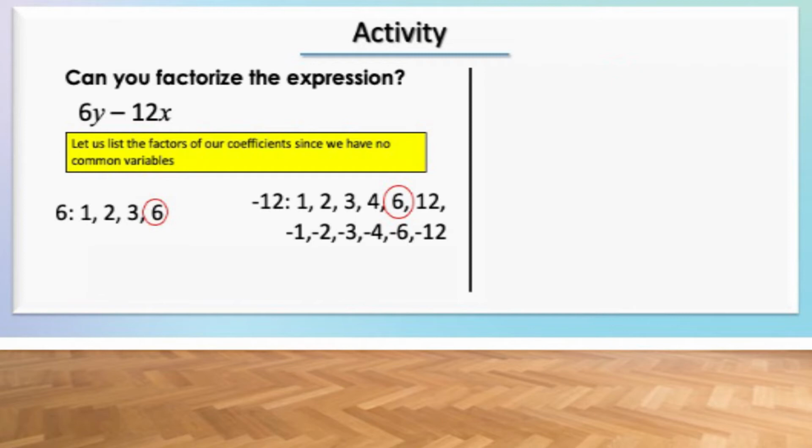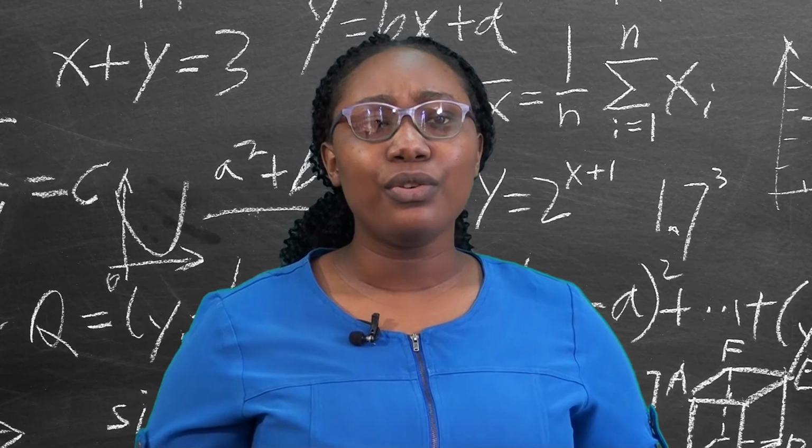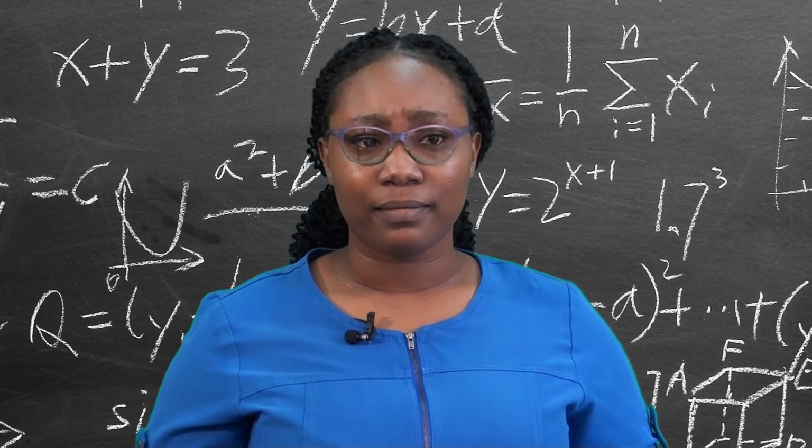Can you explain why 6 is the highest common factor? Good job! Because 6 is the largest number that both terms in our expression are divisible by. Do you know what we should do next?